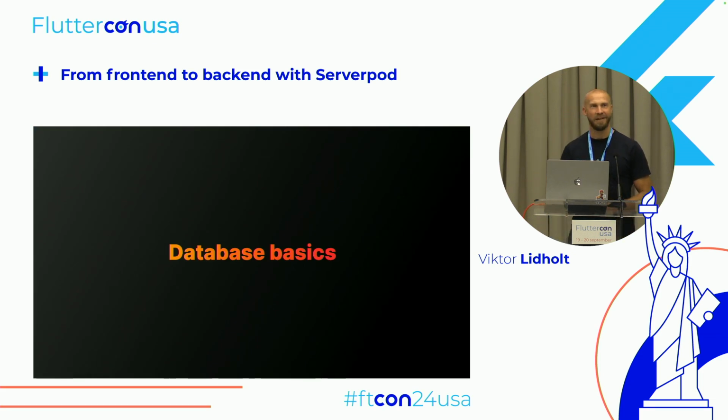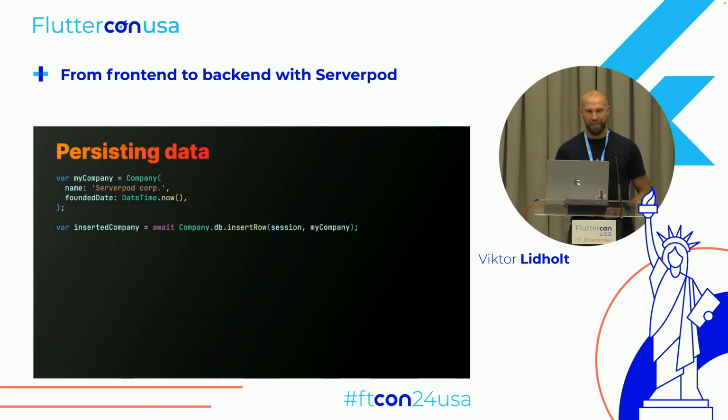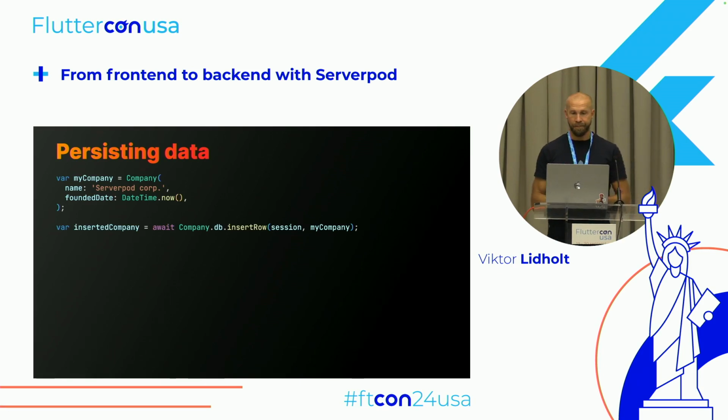Let's have a look at how you actually add things to your database and retrieve the data. In Serverpod, we generate types and methods for all the models that you add. So for the company, first here at the beginning, we must just create a new company class, and then the company has a static field called DB, which gives you access to a number of database methods for inserting, deleting, and finding things in the database.